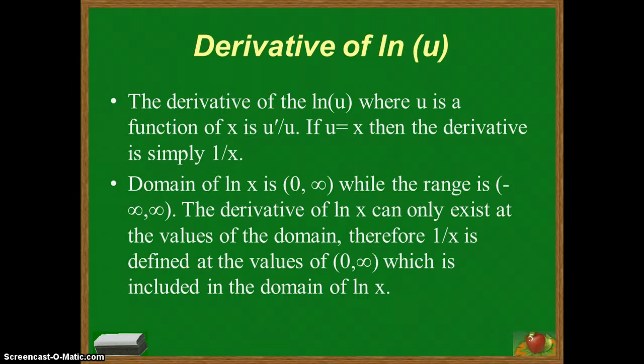The domain of the natural log of x is 0 to infinity, not inclusive, while the range is negative infinity to infinity. The derivative of the natural log of x can only exist at values of the domain. Therefore, although 1 over x is defined at all values except 0, the function natural log of x is differentiable only on 0 to infinity, because those are the only values at which natural log of x is defined.